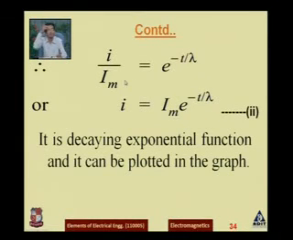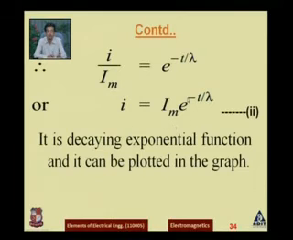So that is the same thing that is done over here, that is I by Im is equal to e raised to minus t by lambda. Now again simplifying the equation, how can you simplify? You can simply move this Im to the right hand side. So it will be I is equal to Im into e raised to minus t divided by lambda. So what is lambda? Lambda is the time constant, and it is a decaying exponential function, and it can be plotted in the graph.